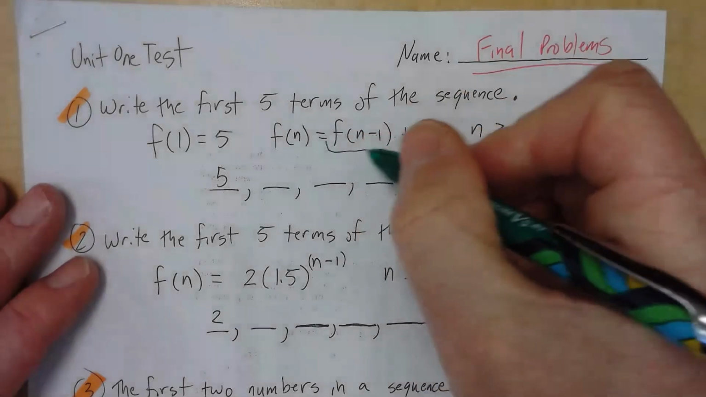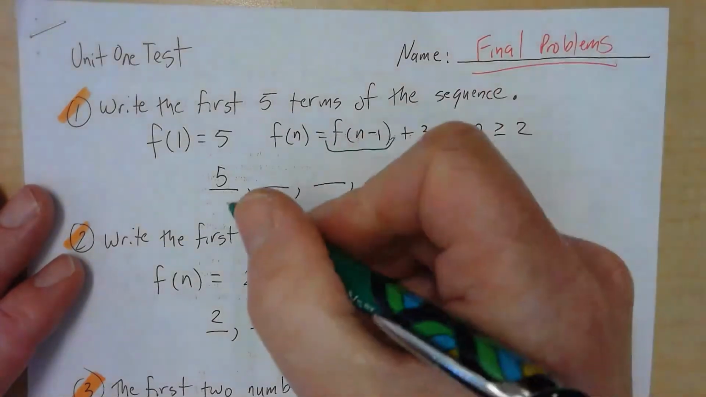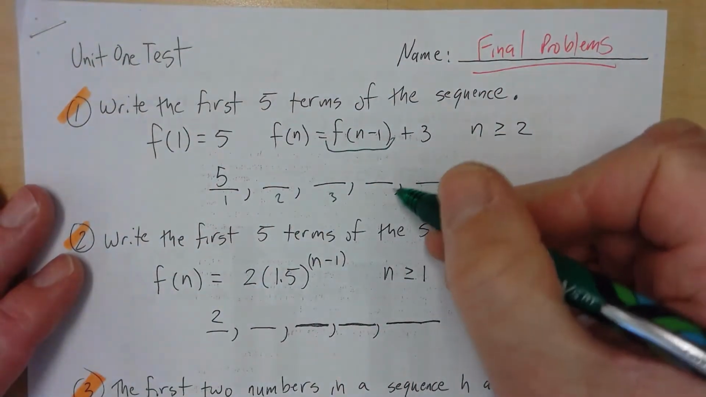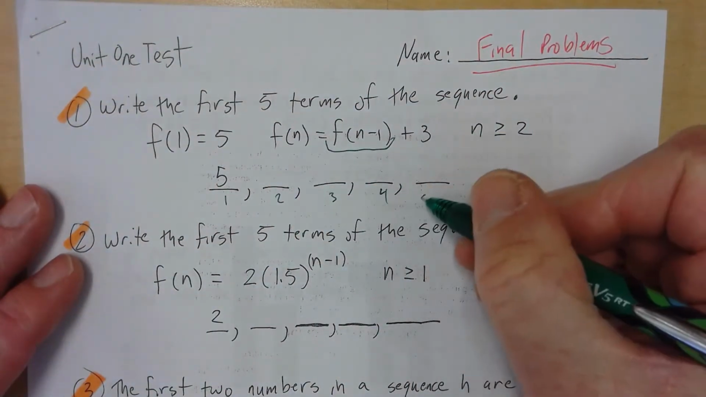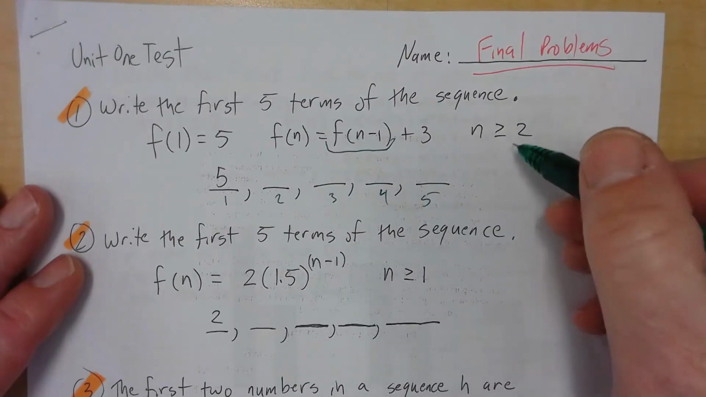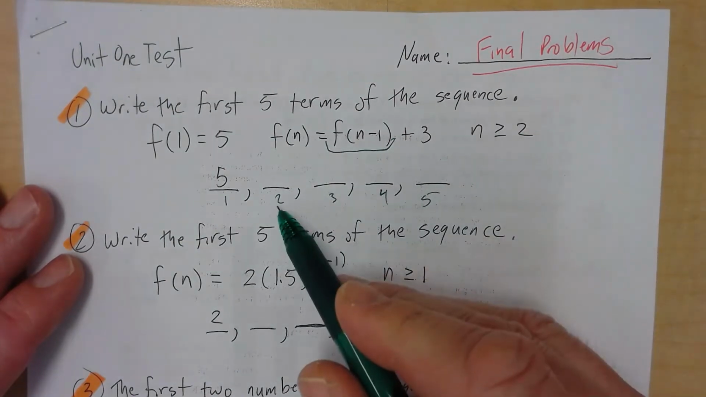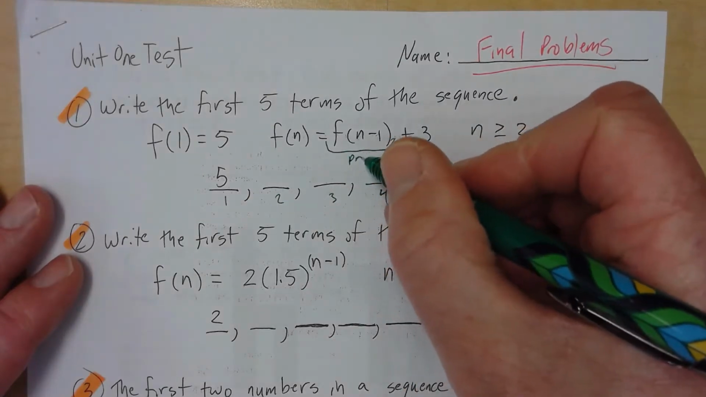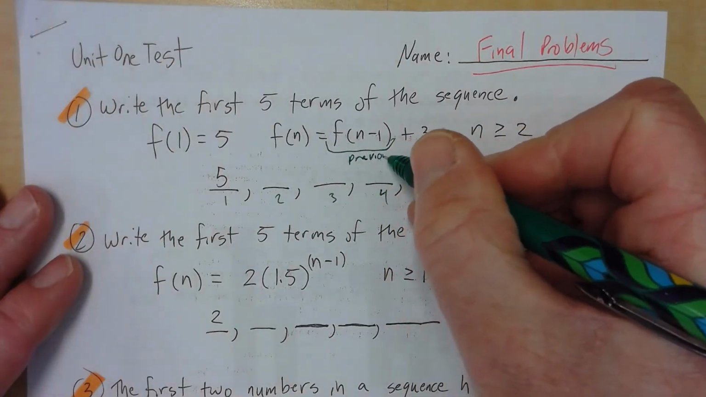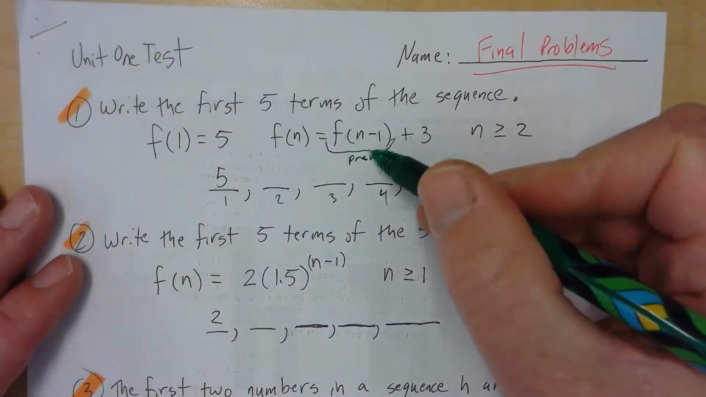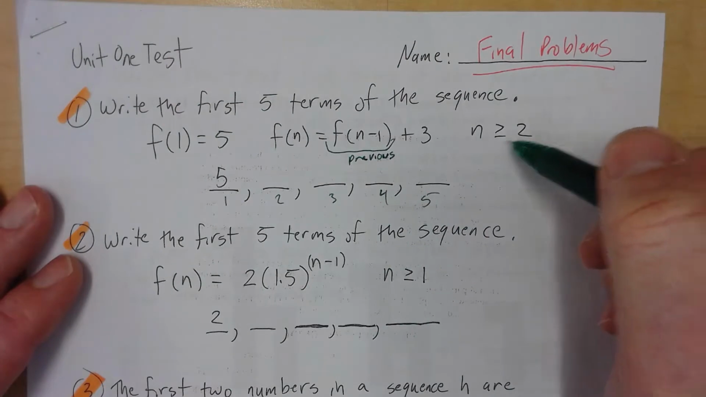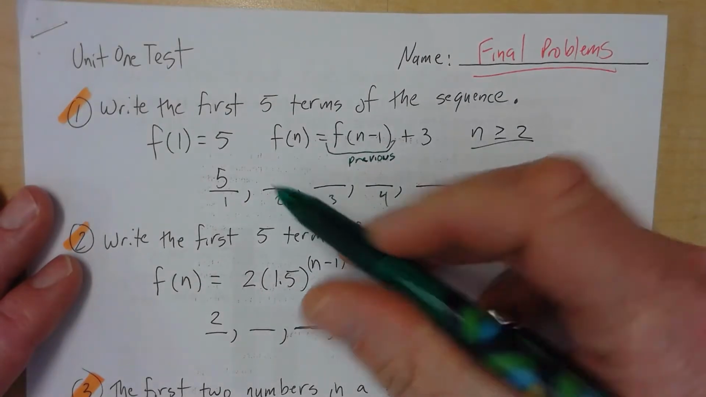This part here means n minus 1. If you remember sequences, this is the first term, the second term, the third term, the fourth term, the fifth term. And we start with n equals 2 because we're starting with the second term. So what does this mean? N minus 1 means the previous term. So it's the previous term plus 3. Starting with the second term, it's the previous term plus 3.